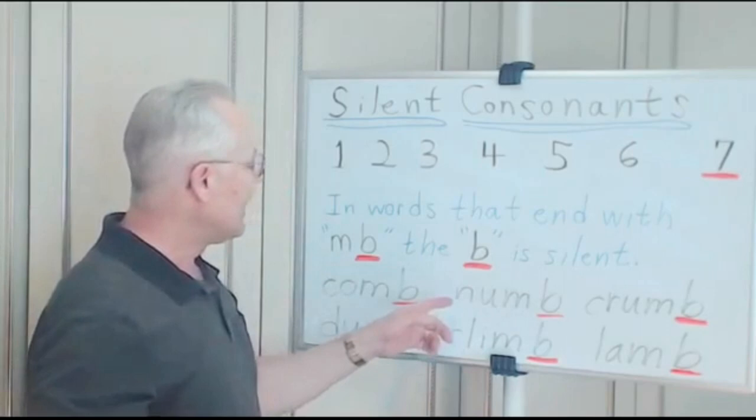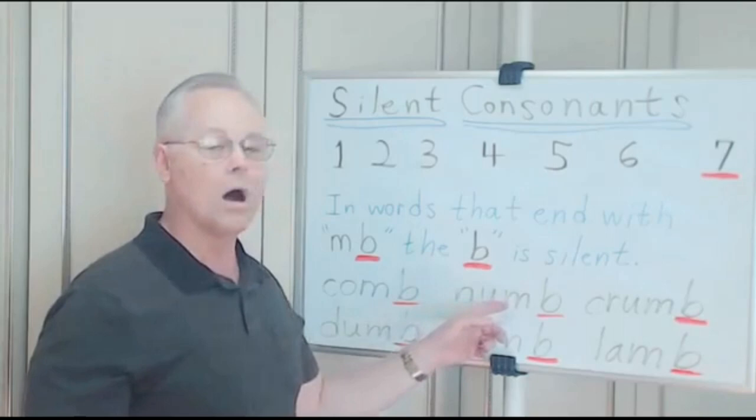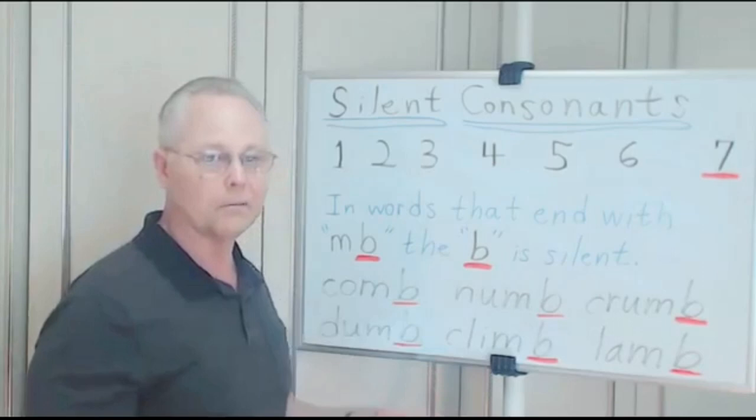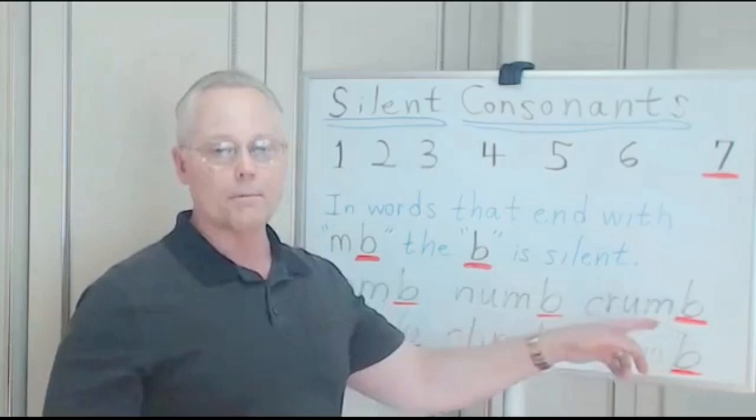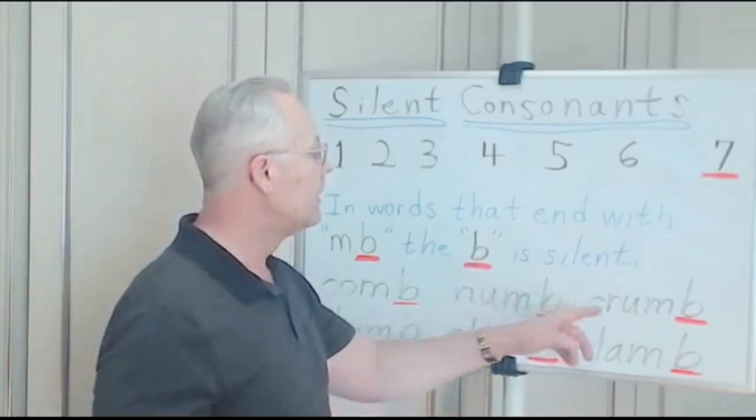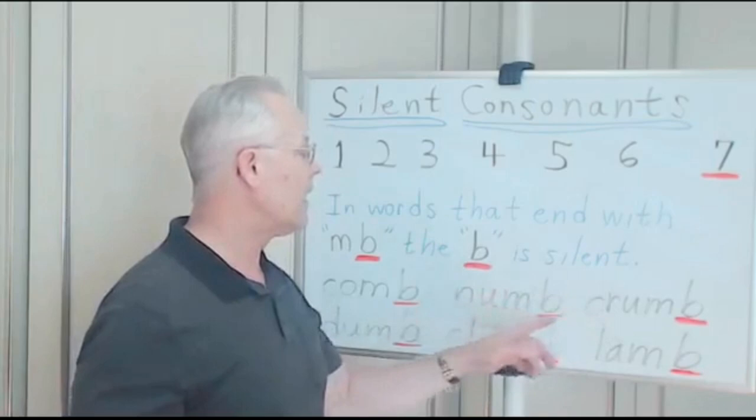N-U-M-B, B is silent. Numb. It's not a long U, it's a short U. Num. How about the word crumb? C-R, cr, crumb. U-M with a silent B. Again, we have the same sound as in num, but crumb.